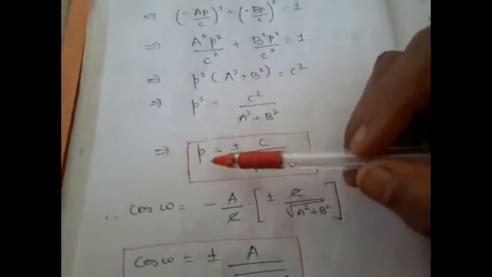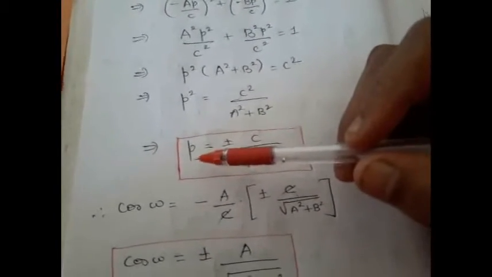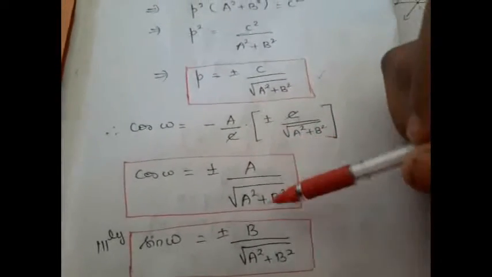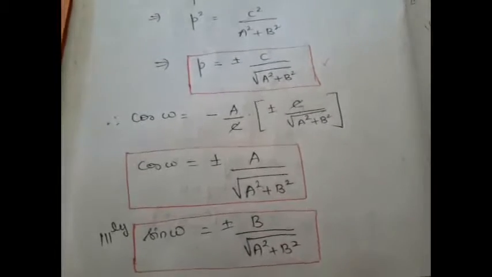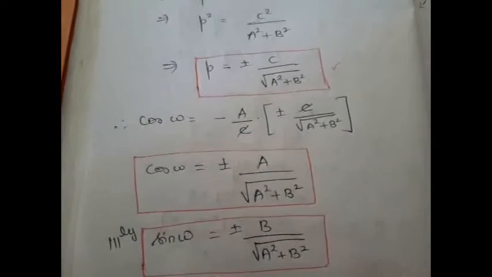What is that p? p is the perpendicular distance, which is equal to plus or minus c by square root of a square plus b square, and cos omega and sin omega are respectively plus or minus a by square root of a square plus b square and plus or minus b by square root of a square plus b square.